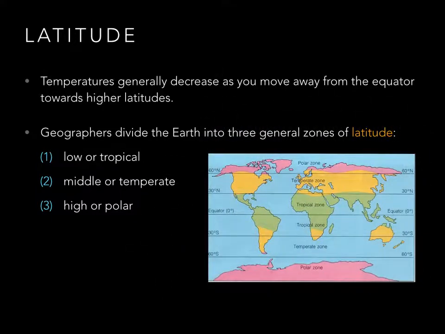Latitude. Temperatures generally decrease as you move away from the equator towards the higher latitudes, towards the poles. Geographers divide the Earth into 3 general zones of latitude. You can see them on the map. First is the low or tropical. Second is middle or temperate. Third is high or polar.